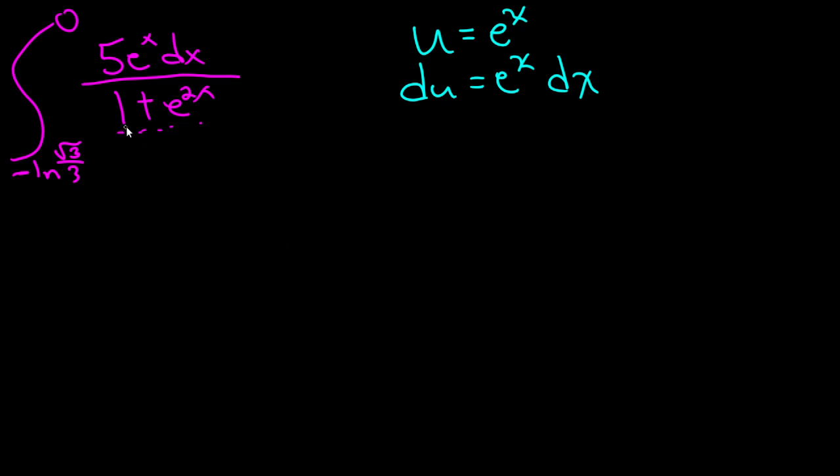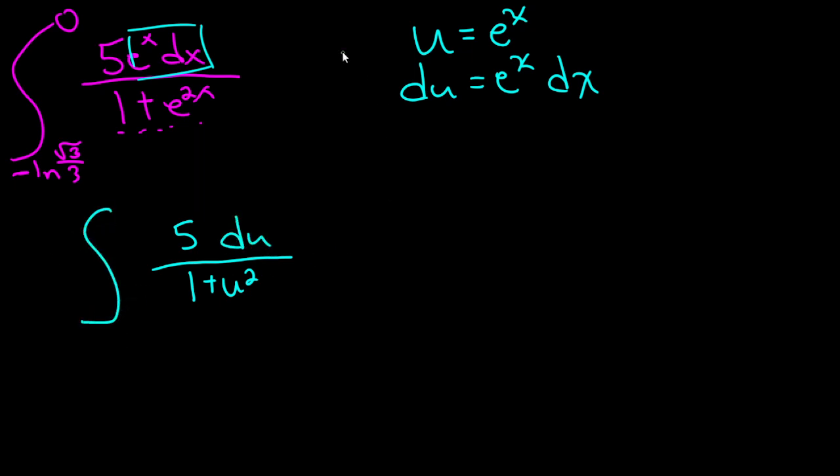So first, I want to replace the bottom as 1 plus u squared. And then at the top, well, this could be 5u, but we actually have here du. So we'll put 5 du. And now I need to change my bounds on my integration. So if I put 0 into e to the x, I'm going to get an upper bound of 1, right? So u of 0 equals e to the 0, which equals 1.